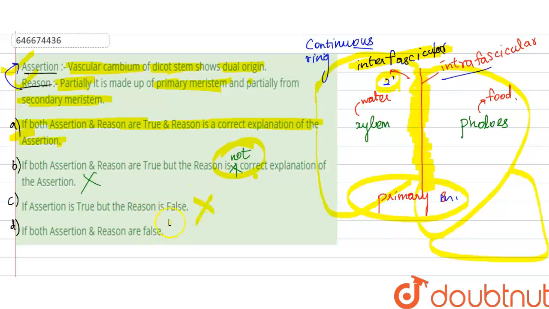so this is also not the right answer, because both are true. Option D says that both are false. This is also not the right answer. So which is the right answer here? That is option A. Assertion and reason are true. Yes, vascular cambium of dicot stem shows dual origin because it is partially made of primary and secondary meristem. So if both assertion and reason are true and the reason is the correct explanation of the assertion, that is the right answer here.